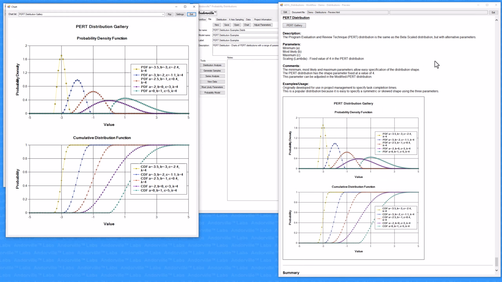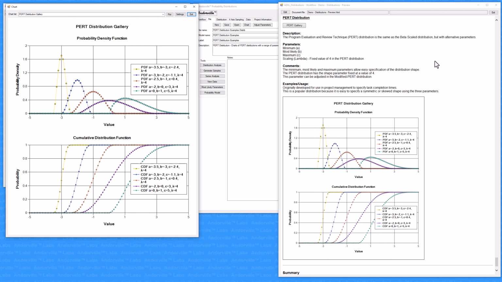The Program Evaluation and Review Technique, or PERT, distribution is the same as the beta scale distribution but with alternative parameters. The parameters are the minimum, most likely, and maximum. There is also a scaling parameter, but in the PERT distribution this is fixed at a value of 4. The minimum, most likely, and maximum parameters allow easy specification of the distribution shape.